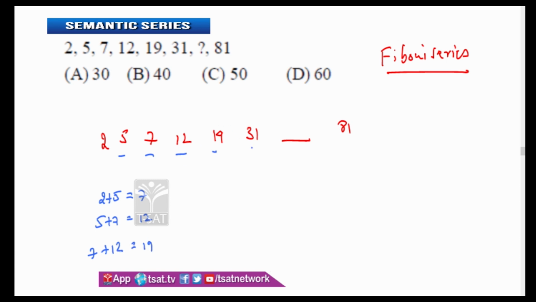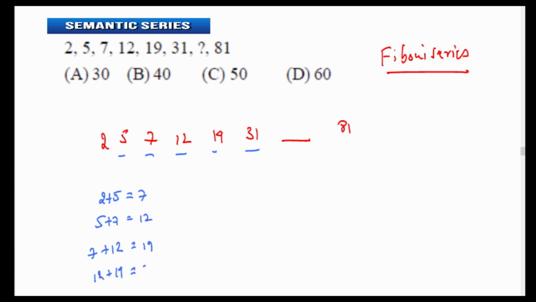Again to get 31, we need to add 12 plus 19, we will get 31. In a similar way, to get the answer, we need to add 19 and 31. If you add 19 plus 31, you will get the answer as 50. So your answer is C. So now your answer is 50.